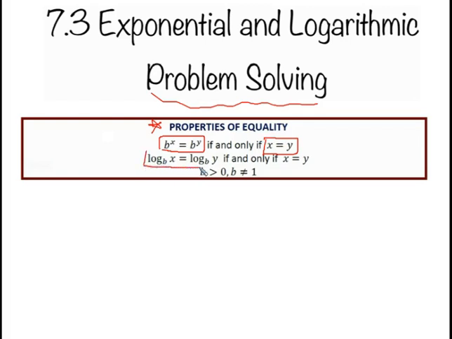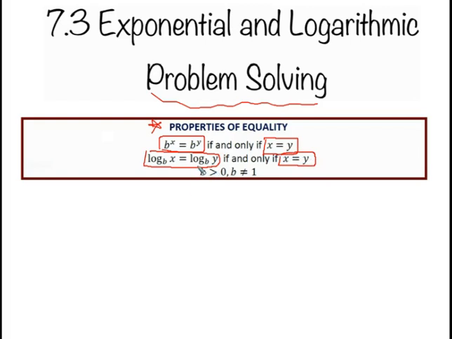The same thing goes for logarithms, because remember logarithms are essentially exponentials as well. Notice how the log has the same base on both sides, so if they are equal to each other, that means the quantity of the log that we are taking must be equal as well. Again, in other words, x would have to equal y.